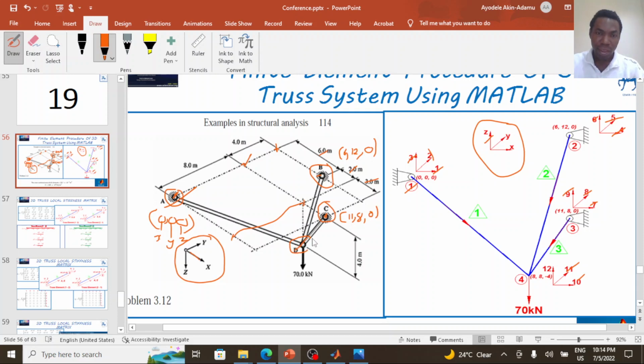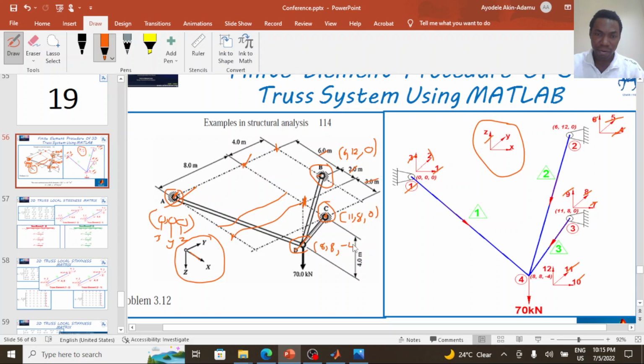For node D, we see that the x component is the distance from here to this point for node D, and that is 6 plus 2, 8. So the x component is 8 meters. The y component is the distance from here to this point, and that distance is also 8 meters. And the z component of D is minus 4.